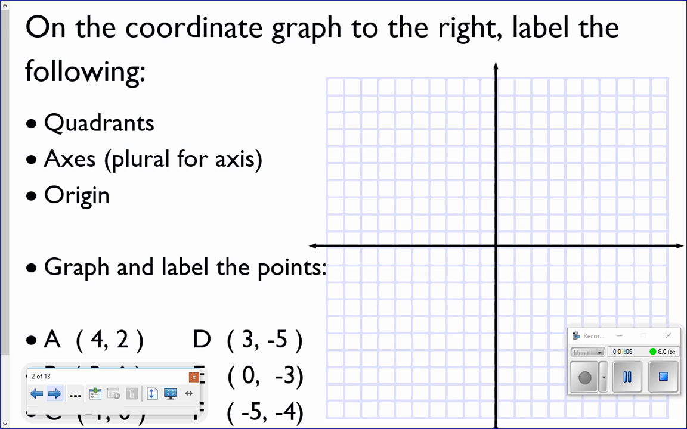So on the next slide here, you should have a paper copy of this on your desk, and so you should be able to follow along and write these notes down. So on the quadrants, this is the XY plane. We have four different sections. We have quadrant 1, quadrant 2, quadrant 3, and quadrant 4, right? For the origin, that is just the point at the center. That's the origin right there. And then graph and label the points. Oh, I forgot. So the axes, we label them X and Y. So the X-axis is always horizontal, and the Y-axis is the vertical one.